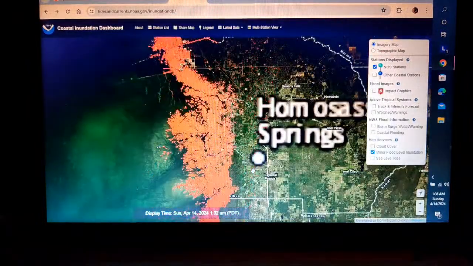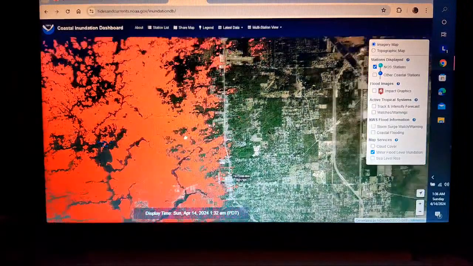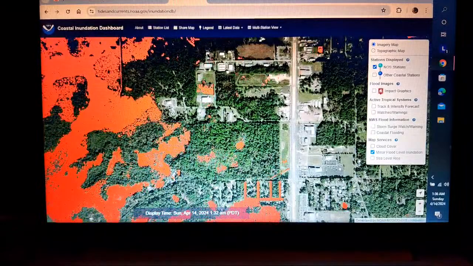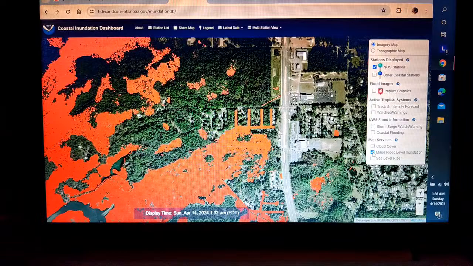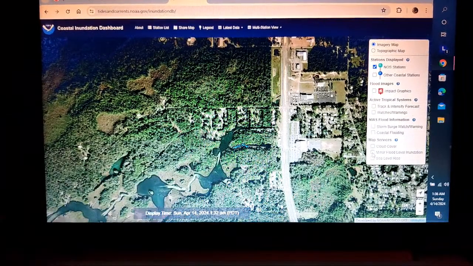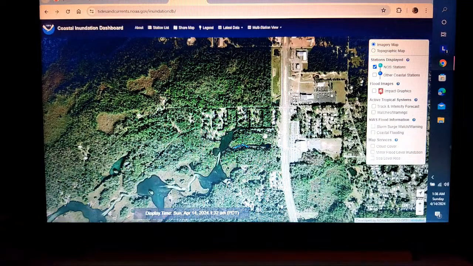Let's just go into some of these. So you've got houses and neighborhoods here. Watch this. You can see where the houses are, this swamp area and everything. They're expecting water all the way up like that. So that's the best way to use this map.